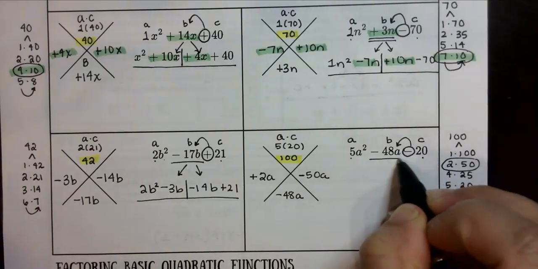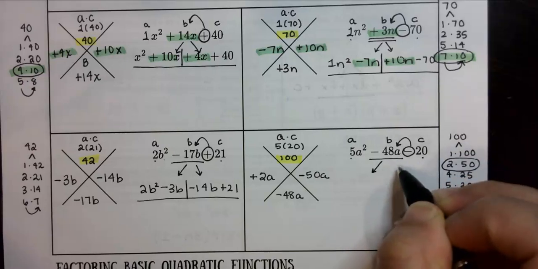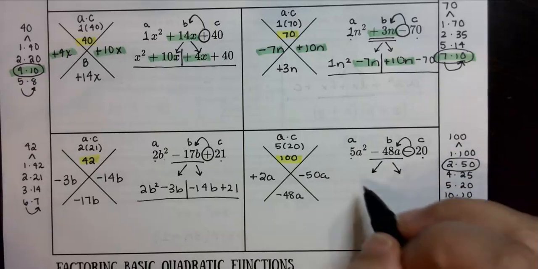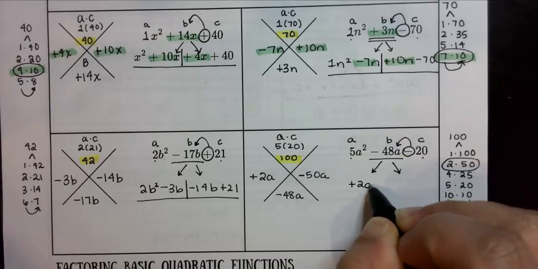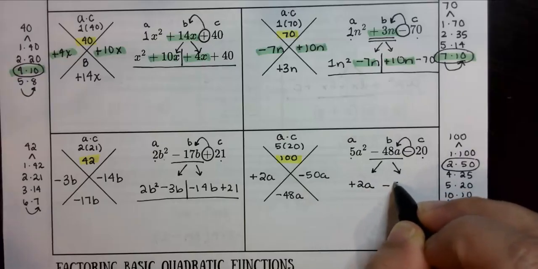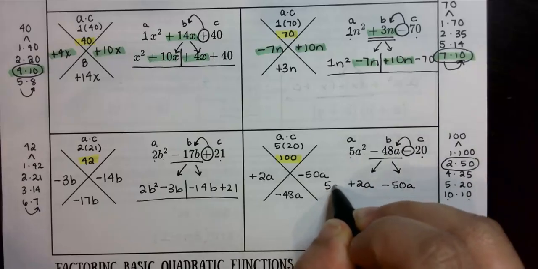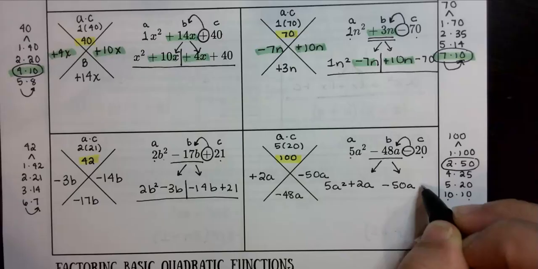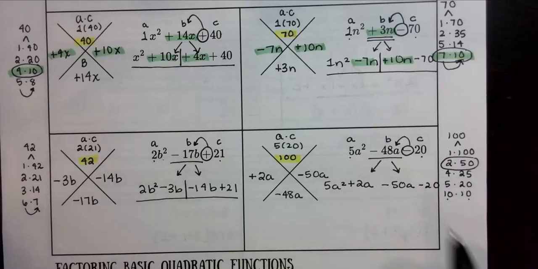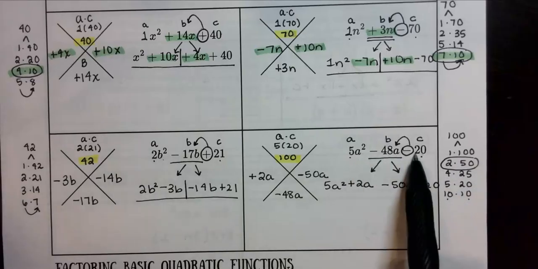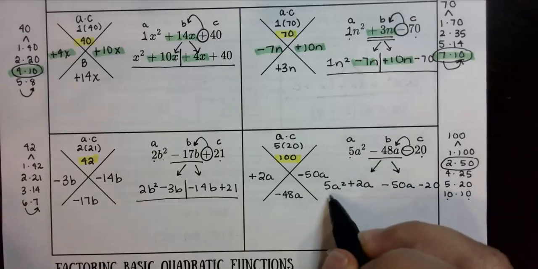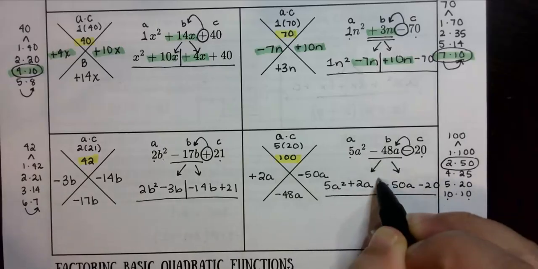So now that I've found what I'm looking for, I'm going to go ahead and expand it with those two numbers. So I'm going to start with a positive 2A and then a negative 50A. Take your front number, which is 5A squared. Take your back number, which is a negative 20. And now we went from having 3 numbers to 4 numbers. This is now ready to factor by grouping.